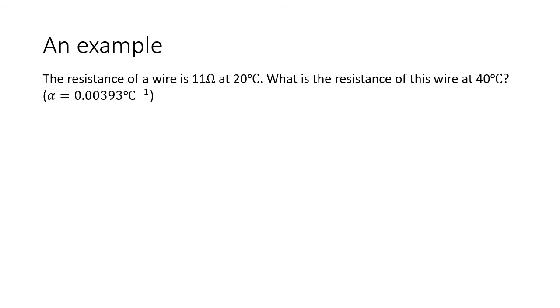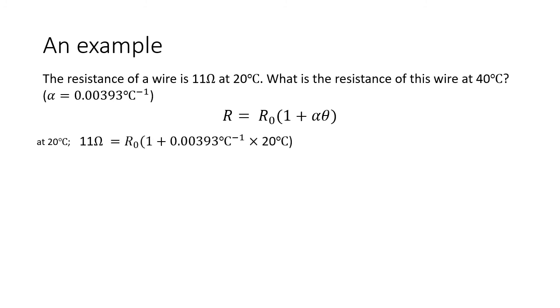Now we know that the relationship between resistance and temperature is R equals R0 times (1 plus alpha theta), and it has been given that the resistance of the wire is 11 ohm at 20 degrees Celsius. So I can write 11 ohm is equal to R0 times (1 plus 0.00393 per Celsius times 20 degrees Celsius). Let me take this as my equation number 1.